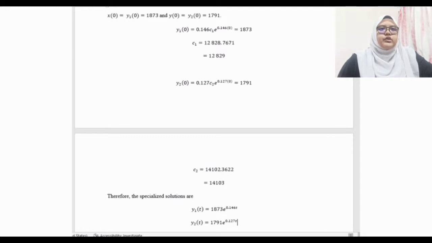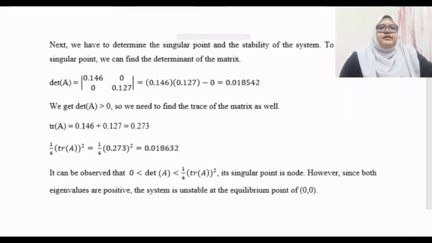Therefore, the specialized solutions for this system are y1(t) is equal to 1873 exponent 0.146t, and y2(t) is equal to 1791 exponent 0.127t. Next, we have to determine the singular point and the stability of the system.